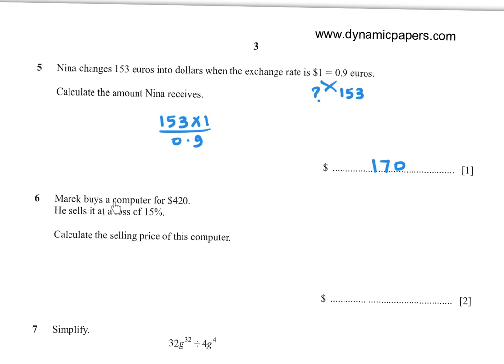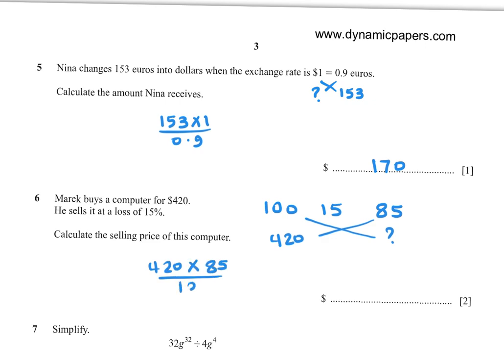Number 6, Mark buys a computer for $420. He sells it at a loss of 15%. Calculate the selling price of this computer. So 100, and we have a loss of 15, so the selling price is 85. Now we have the list price 420, so we need to find the price after the loss. So 420 times 85 divided by 100, $357.